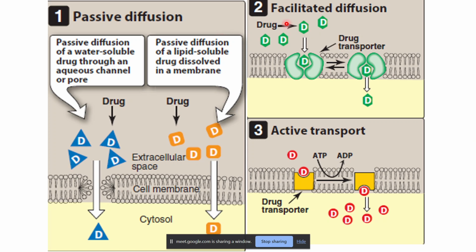Then facilitated diffusion can be seen for some drugs that have a special transporter that can move the drug from one side of the membrane to the other side. And for those transporters or enzymes that require ATP or energy, it's called active transport because it will use the energy of ATP to make the transfer.